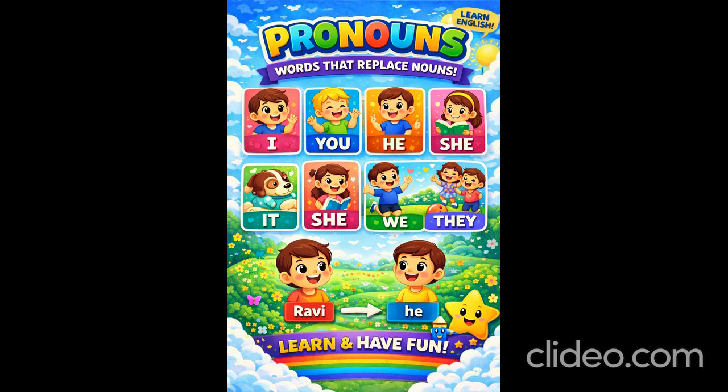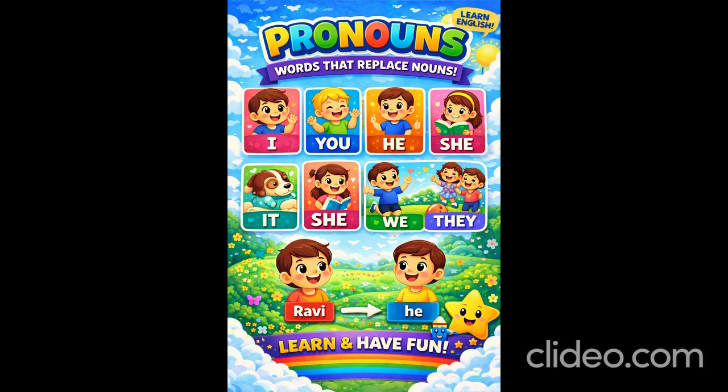Let's learn some common pronouns. I, used when you talk about yourself. Example, I am happy. You, used when talking to someone. Example, you are my friend. He, used for a boy or a man. Example, he is running. She, used for a girl or a woman. Example, she is reading a book.